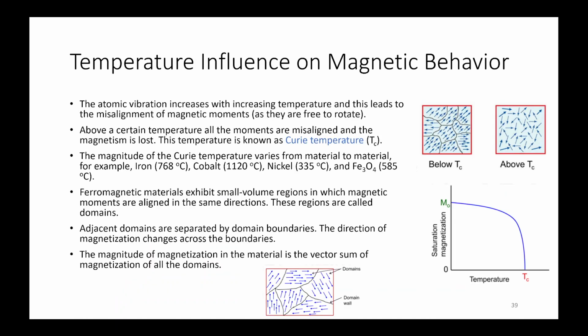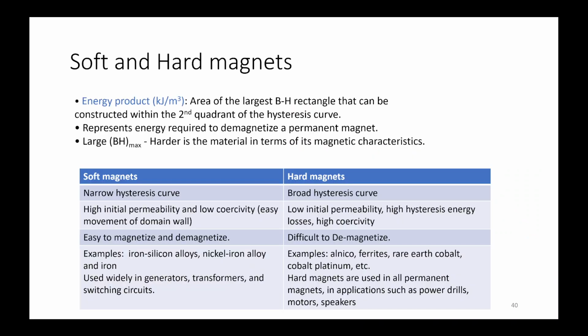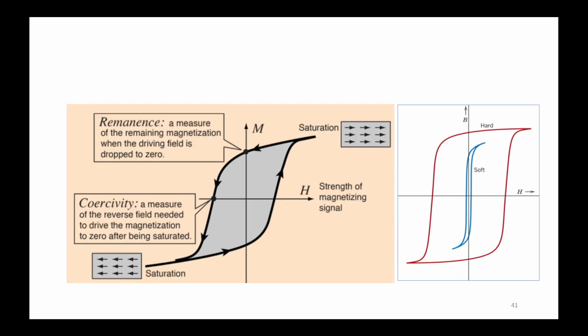Then we saw temperature influence on magnetic behavior. So there will be a Curie temperature above which it will turn into paramagnetic. Soft and hard magnets, so these are the differences. Then we saw the BH curves.